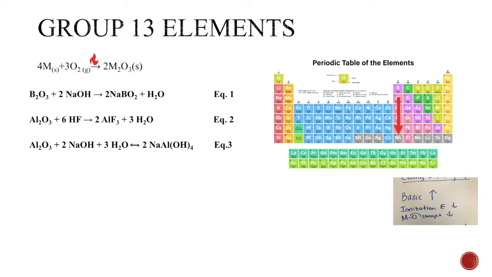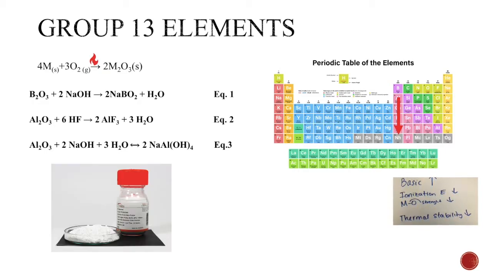Since ionization energy decreases as we move down the group, the strength of the M-O bond decreases, making it easier to cleave and thus resulting in the increased basic strength. Although these oxides are thermodynamically stable, this stability decreases as we move down the group, with aluminum oxide being the most thermally stable oxide from the metals in the group, with a melting point of 2072 degrees Celsius.